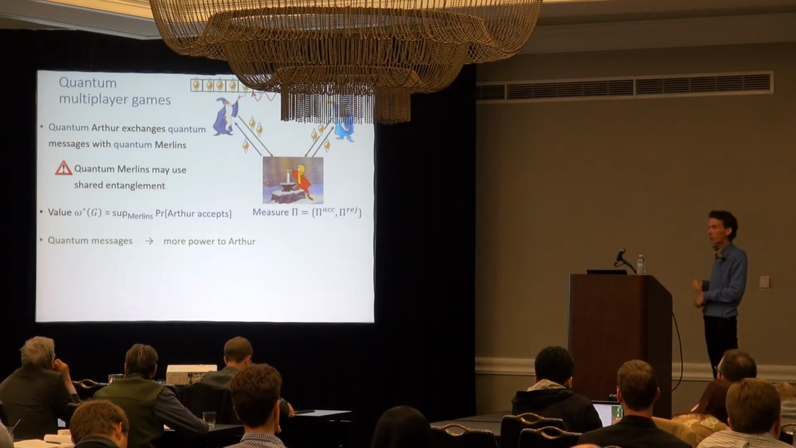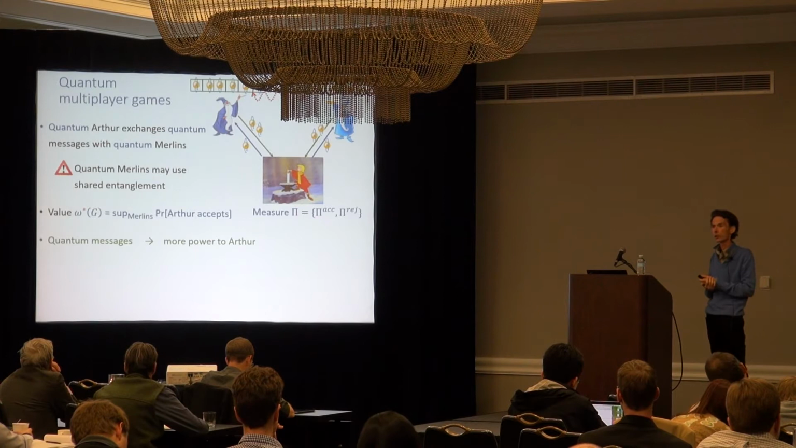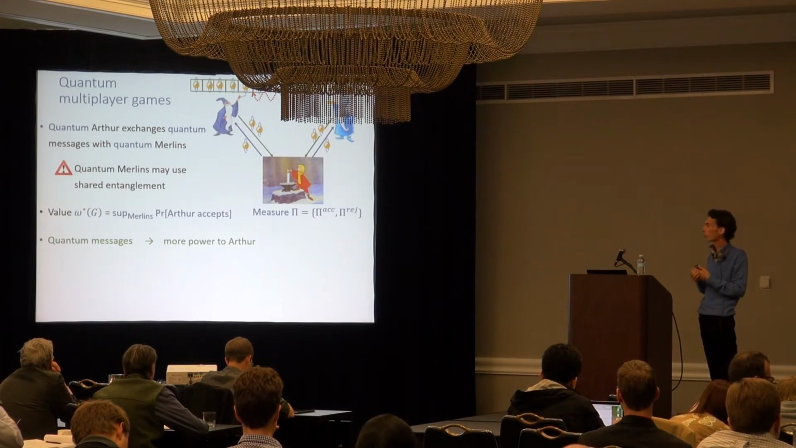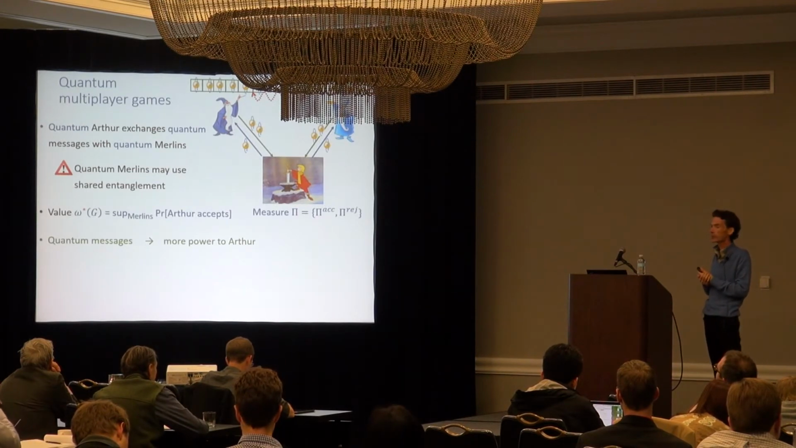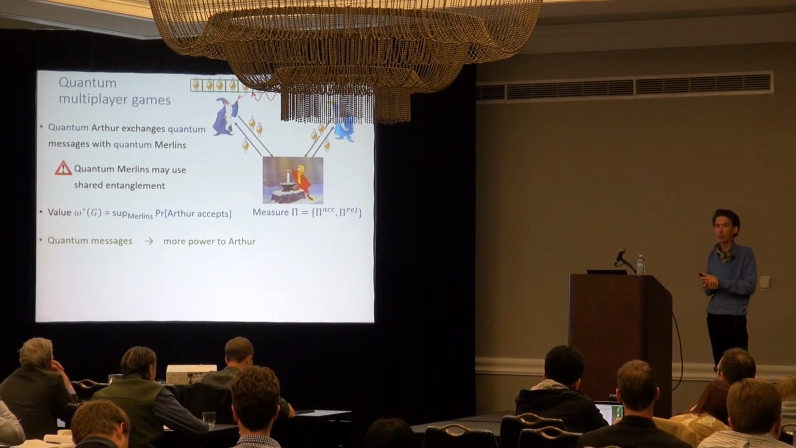What's interesting about this model compared to the purely classical model is that the two modifications that I made can have sort of opposing effects. On the one hand, I allowed quantum communication, and that's clearly more power to Arthur. He can do more things. He can ask more complicated questions, send quantum states. He can also get more information back from the Merlins because they can send him back quantum information.